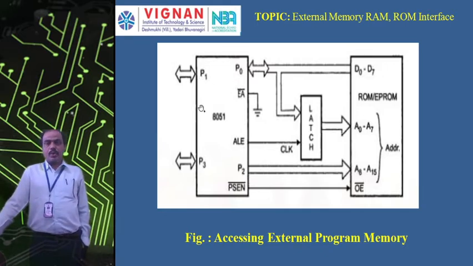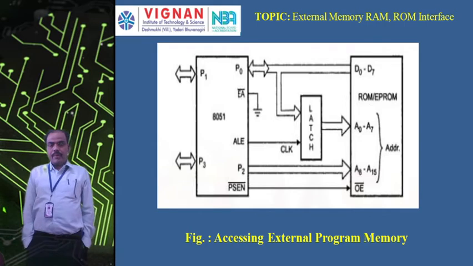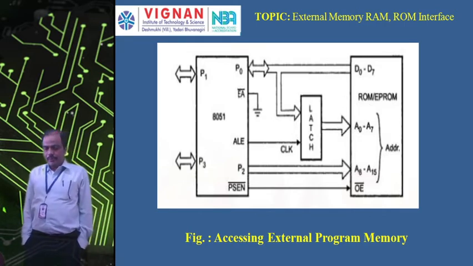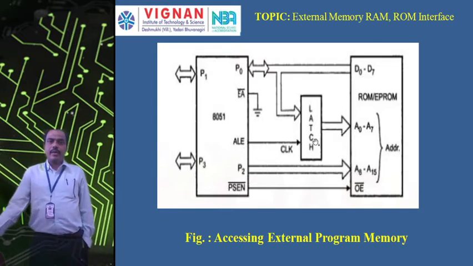Port 1, port 2 and port 3 can also act as input output ports. For accessing the program memory, we need to have some decoders in between, which we are going to discuss in detail in the next session. So this is how we access the external program memory. For that, we need to write some program also.